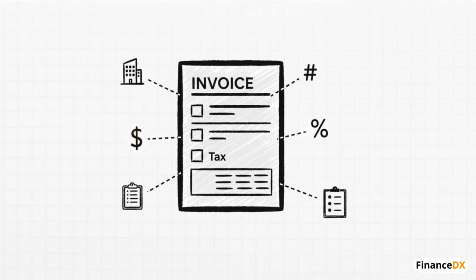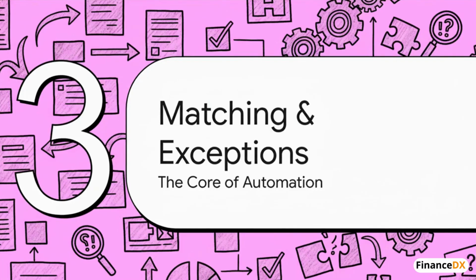And here's where it gets really cool. The system is like a surgical tool, not a sledgehammer. It doesn't just scrape a big block of text. No, it precisely extracts every single vital piece of information. We're talking vendor name, invoice number, amount, taxes, PO numbers, you name it. And the best part? It all happens in, like, the blink of an eye. No typing needed.